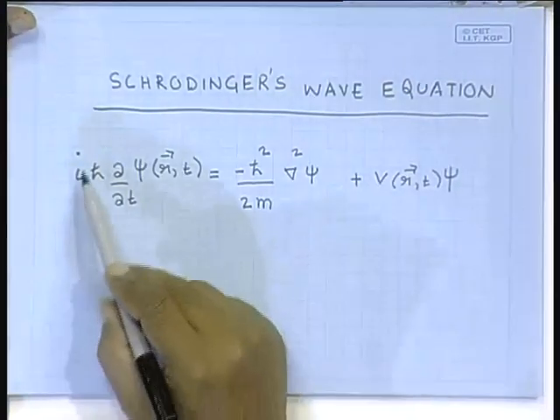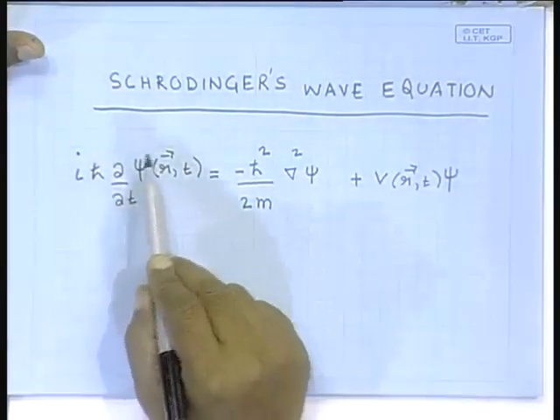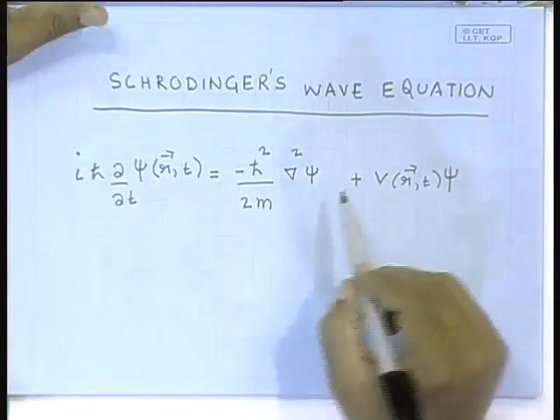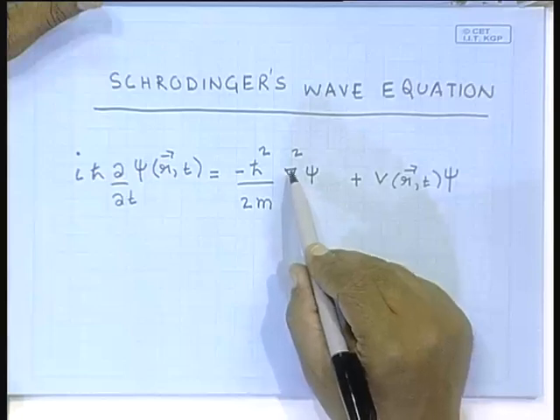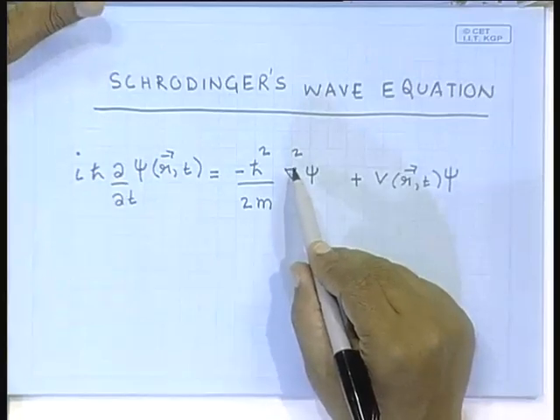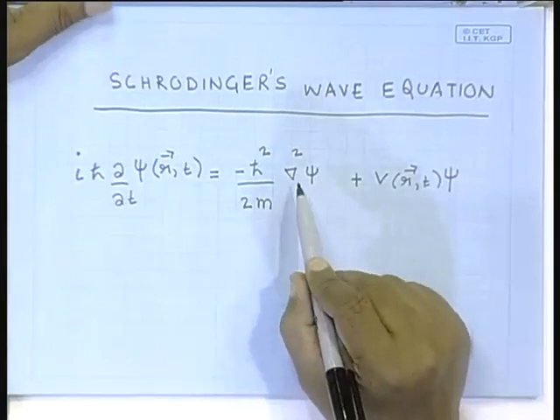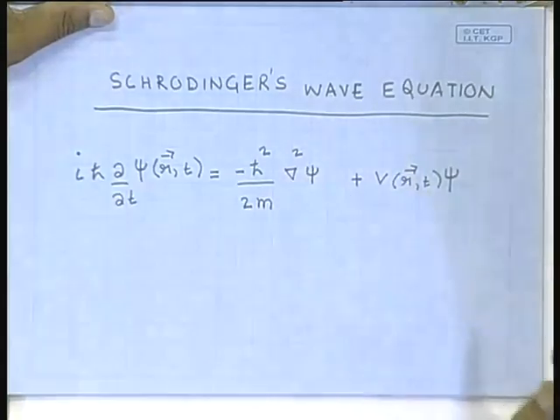So, this term over here is the partial derivative with respect to time. This term has spatial derivatives. The Laplacian, which we have already encountered earlier, has spatial derivatives in it.